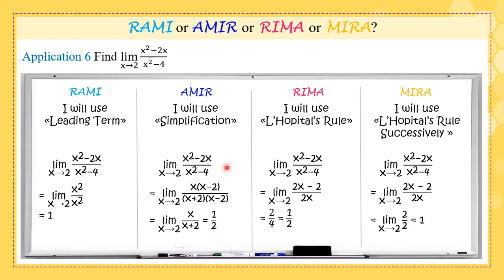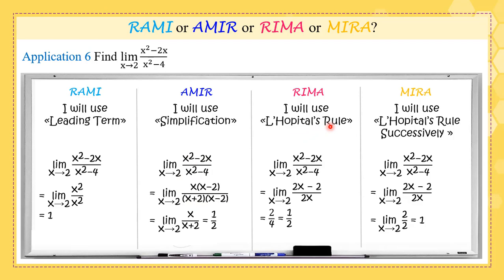So we have the two conditions. X should tend to a certain point and it is applied here. And the limit should tend to one of the indeterminate forms and it's also correct here. So this method is one of the correct methods.